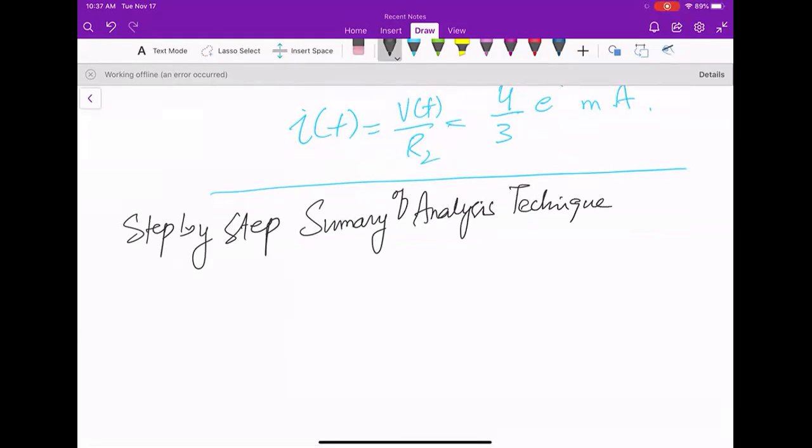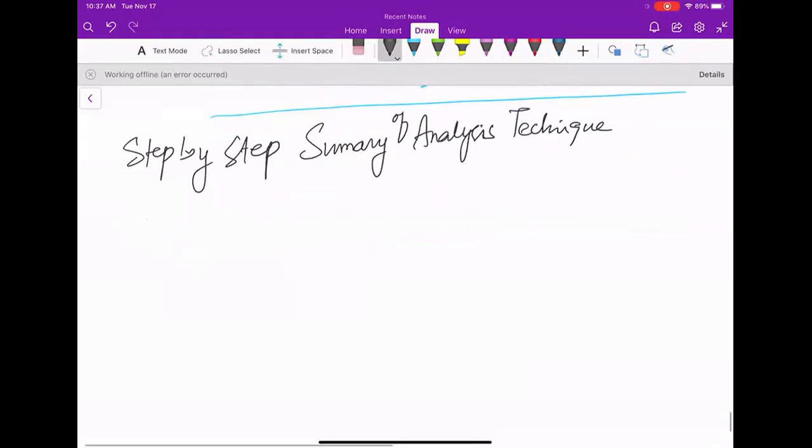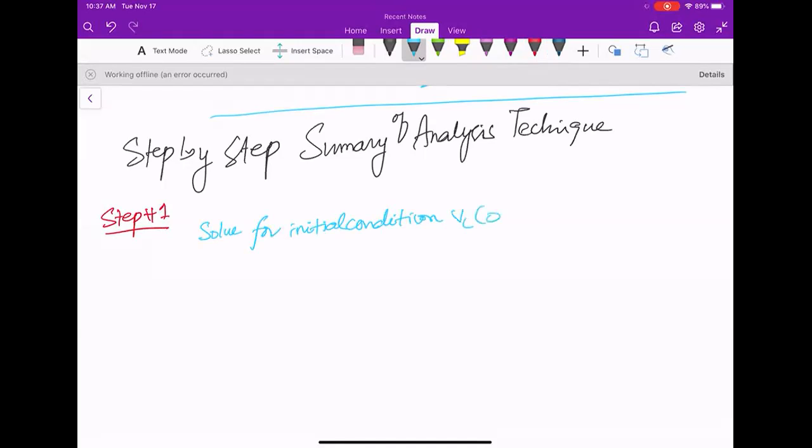Some step-by-step summary of this analysis technique. So I'm just quickly summarizing it. Step number 1. Solve for initial condition. That is VC0 minus or IL0 minus, depending on the type of problem.